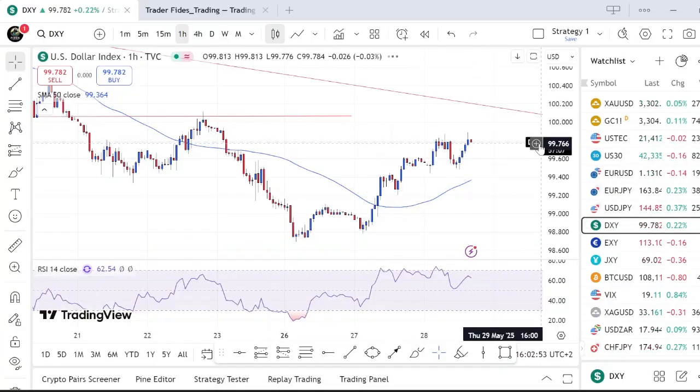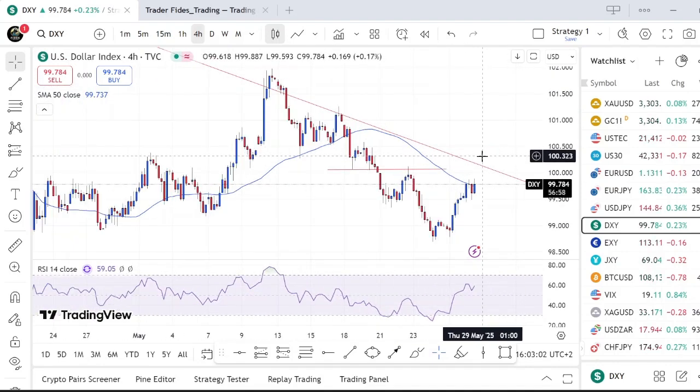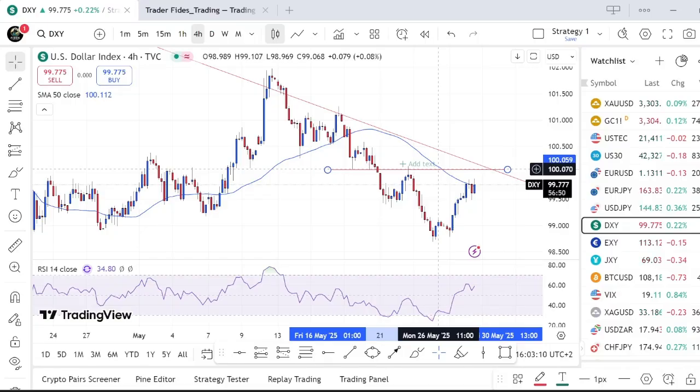Let's take a look at the indices, starting with the dollar index. Well, the dollar index on the 4-hour chart looks like we are making a very bullish retracement after a very bearish move. So price is currently pushing to the upside. We have our lower high at 100.07. That is still holding strong. Price is currently testing the 50 SMA at the moment, and it is in the bullish region of the RSI.